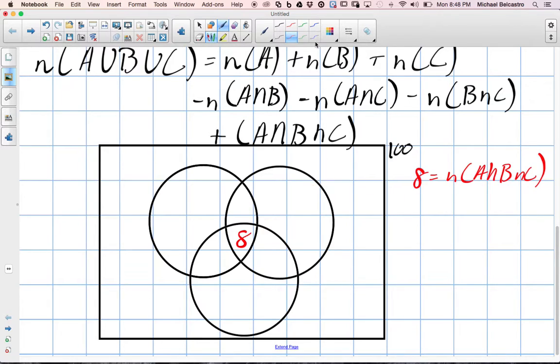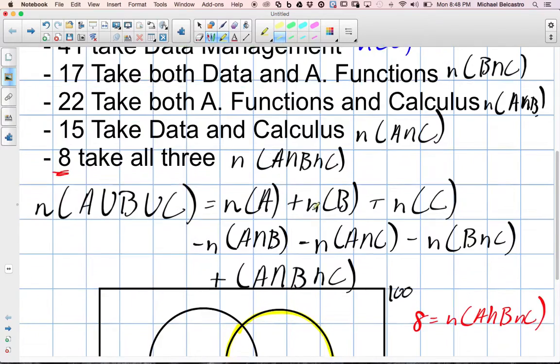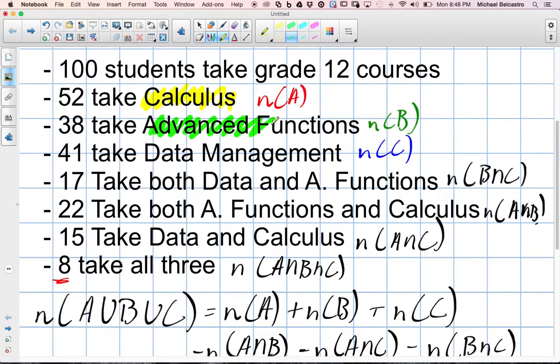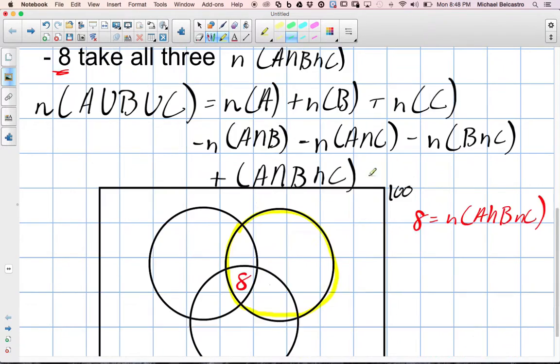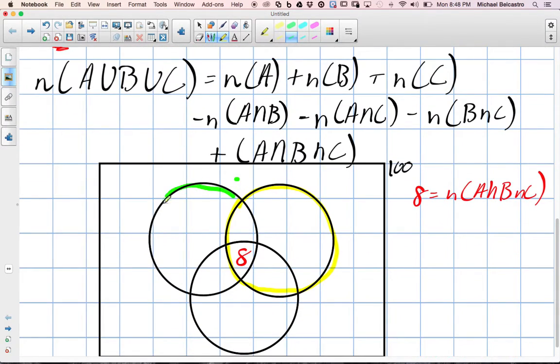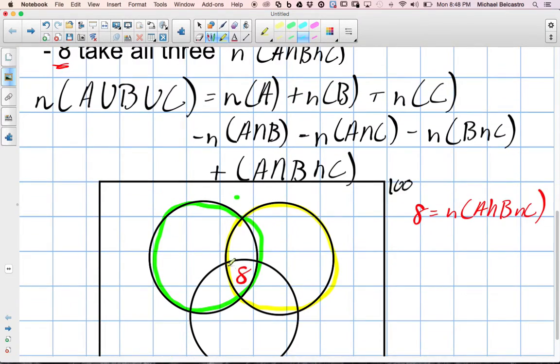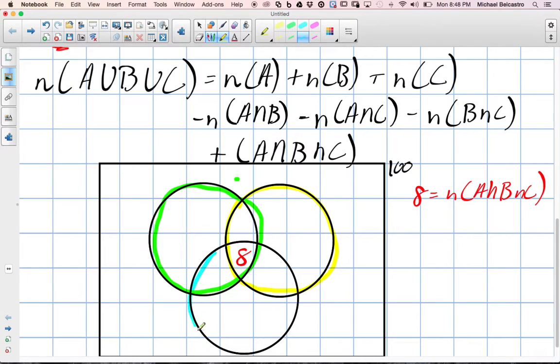We should really try to label this. Let's see the best way. I guess I'll use a highlighter. We'll do the yellow one. Yellow will be our calculus. Green shall be our advanced functions. Makes sense. So this will be our green circle here. And finally, blue is our data management.